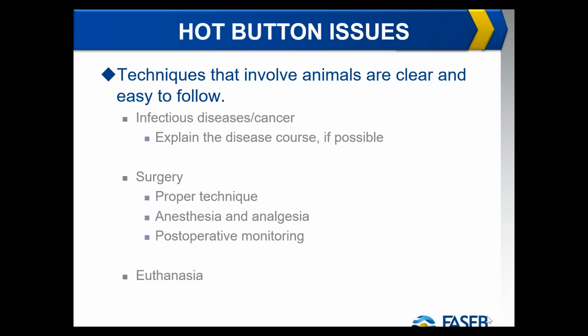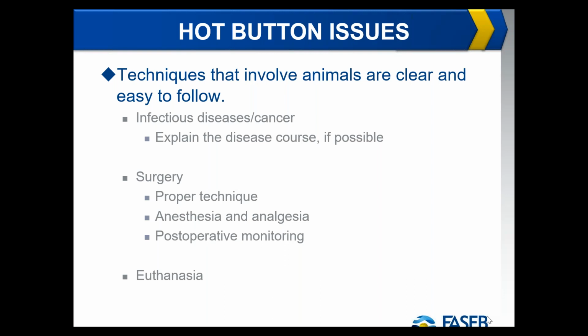Probably the area that is hardest for both the IACUC and the investigator is really getting the techniques that involve animals across as clear and easy to follow. In infectious disease studies or cancer disease studies, if you know the course of the disease, describe that. That helps the IACUC understand how the disease will progress. Some diseases, for example, have very rapid onsets. High path flu would be an example where animals will become ill within a day or so. And you can contrast that with more insidious diseases like tuberculosis, which may take weeks or even longer before the disease actually expresses itself. And the IACUC needs to understand that so that they know how to review your document and make sure that your endpoints are appropriate.